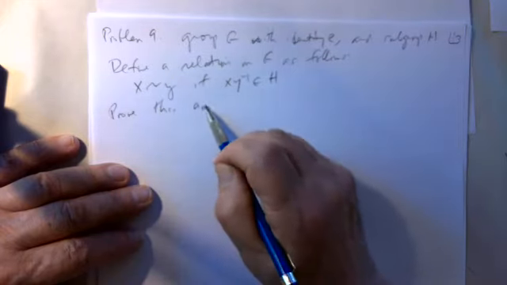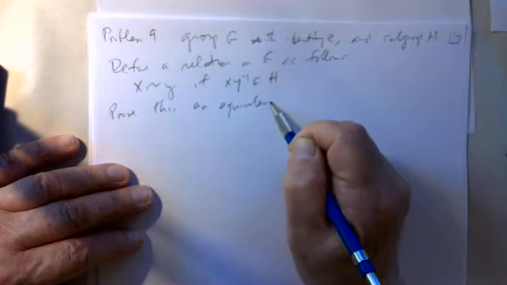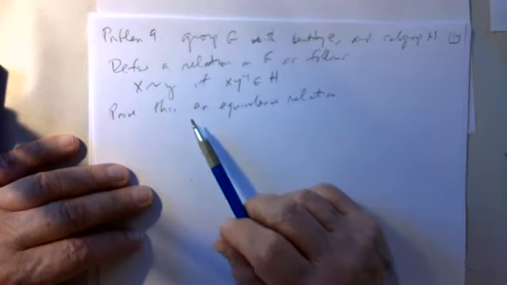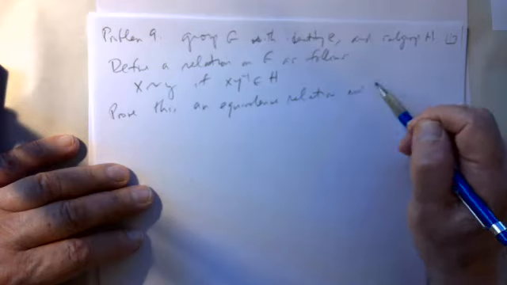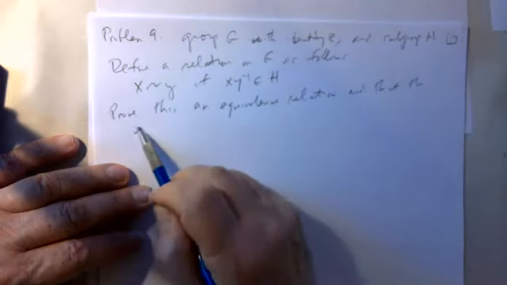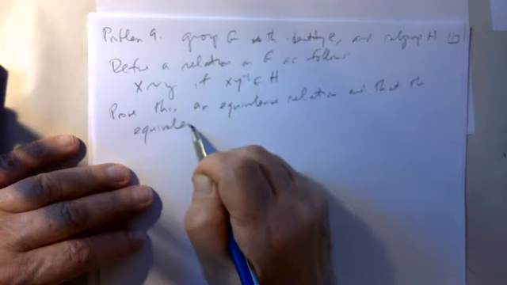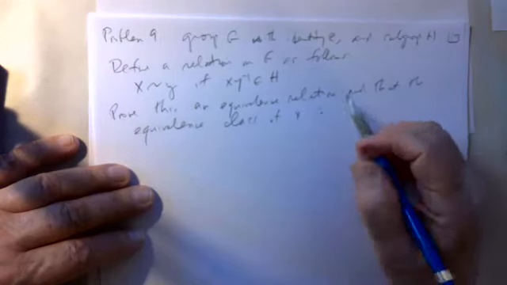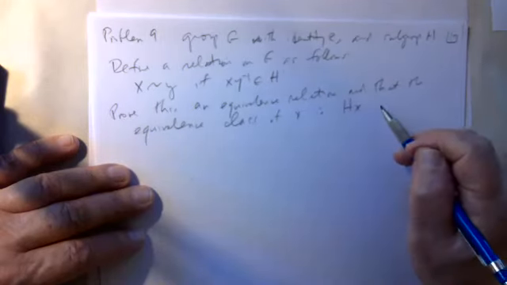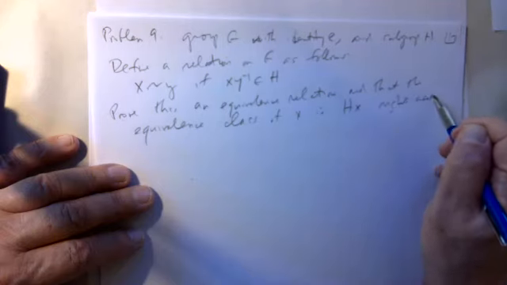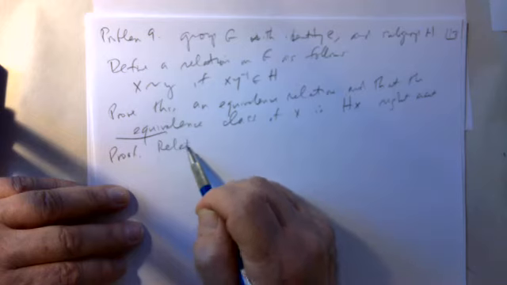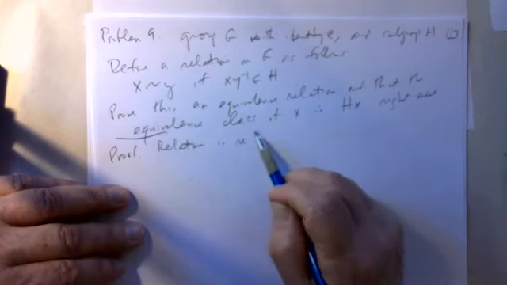To prove this is an equivalence relation, that means a relation that is reflexive, symmetric, and transitive, and that the equivalence class of X is the right coset HX. Okay, so proof. First, we have to show that the relation is reflexive.